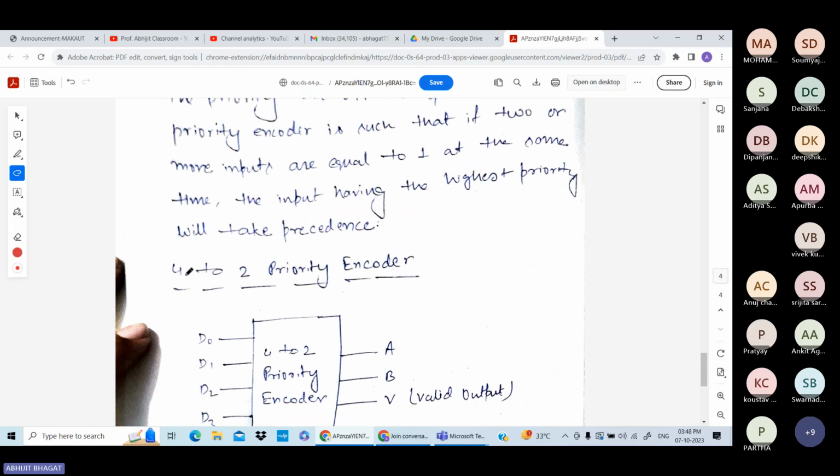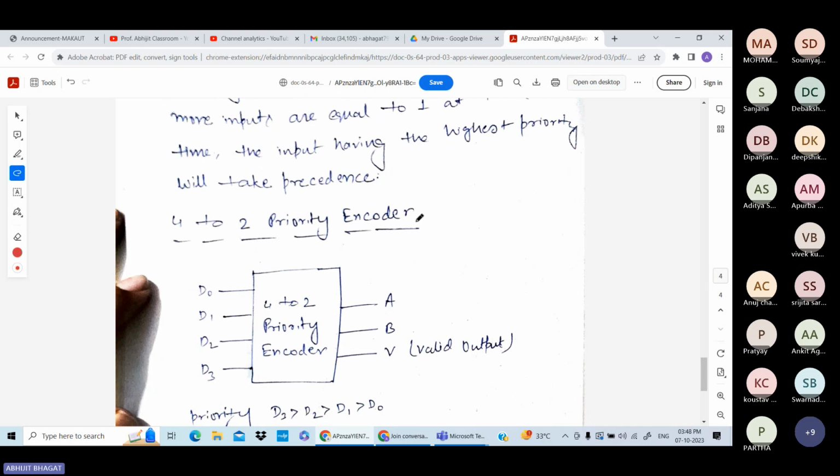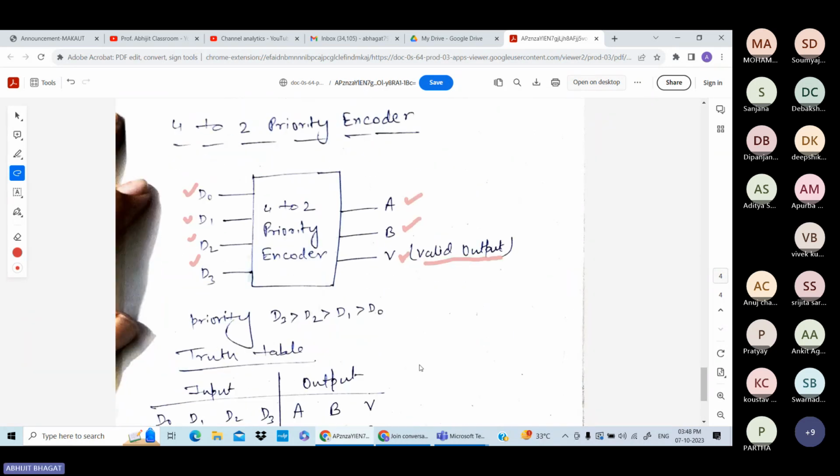Now first we discuss the very simple 4-to-2 priority encoder. In case of a 4-to-2 priority encoder, this is the block diagram. There are 4 inputs, D0, D1, D2, D3, and 2 outputs, A and B. Besides that, there is an output signal V. It is called the valid output. What is the function of V? We will discuss later on.